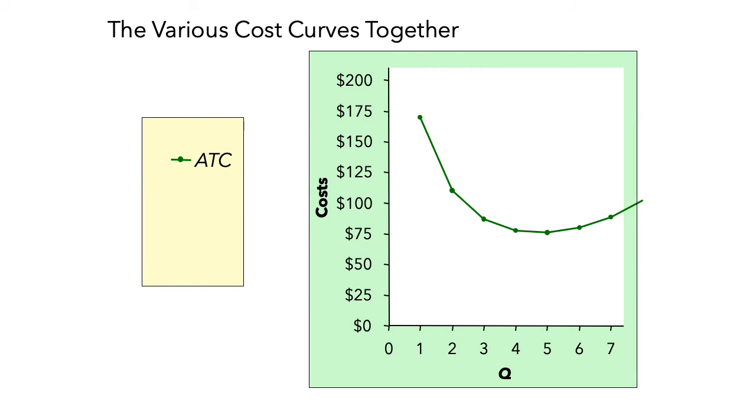Let's look at some of those cost curves together. This is a typical average total cost curve where initially you see a reduction in the average total cost and then a swing upward. So this U shape is common in terms of ATC.